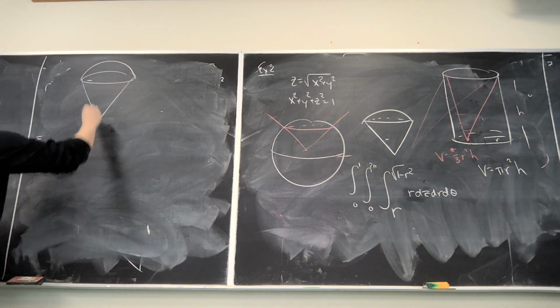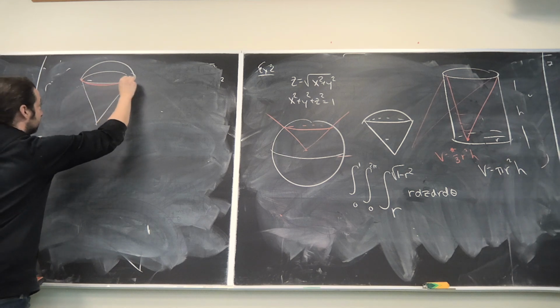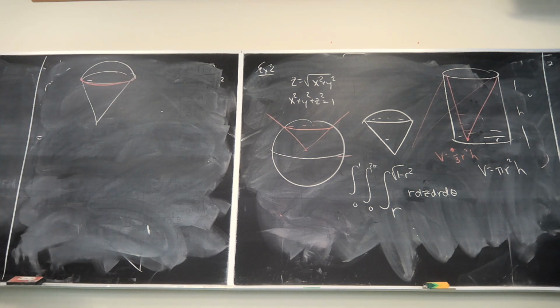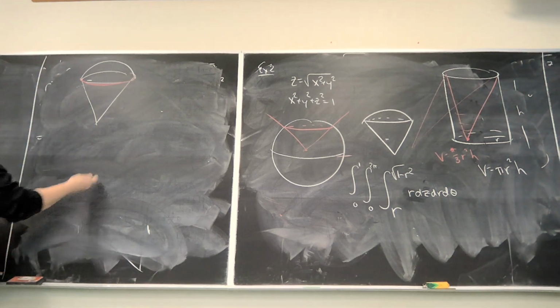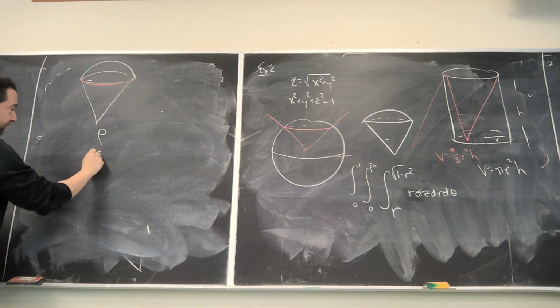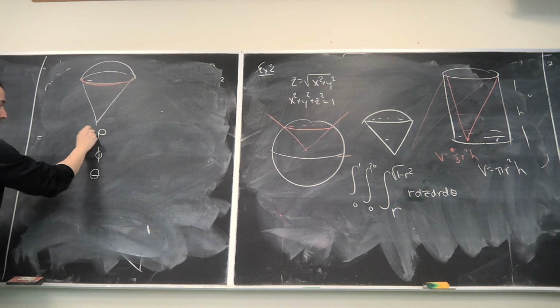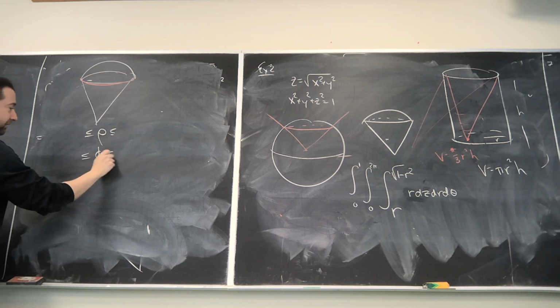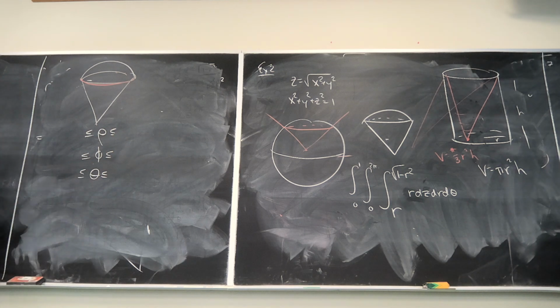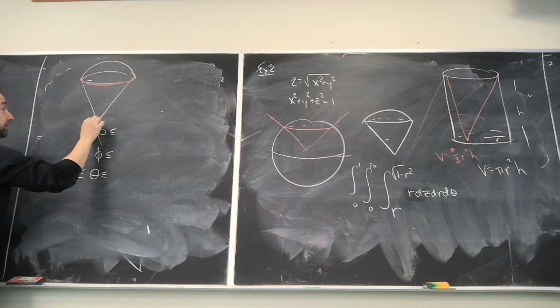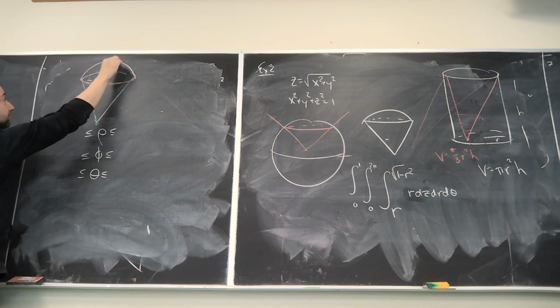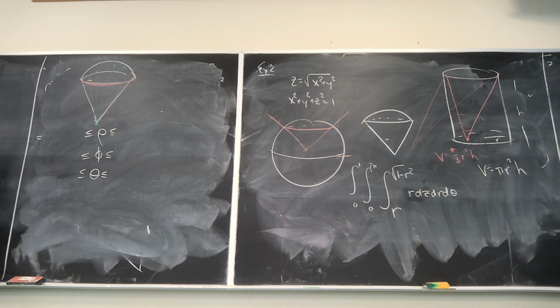One of the hints we might have is I need rho, I need phi, and I need theta. One of these is really easy. Every ray that comes out from the origin hits that sphere, right? Every single ray that we want to describe this region, they all stop when they hit that sphere cap, right?